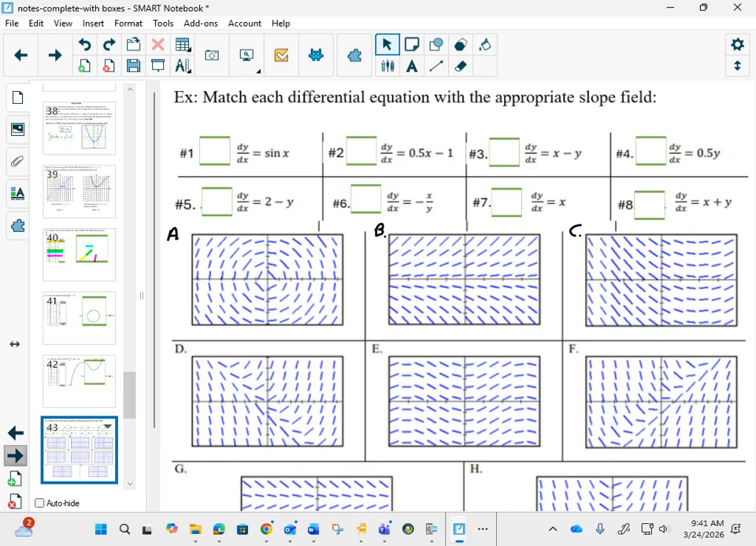So look at those slope fields. Which one is the slope field for each of those? Have some fun matching.